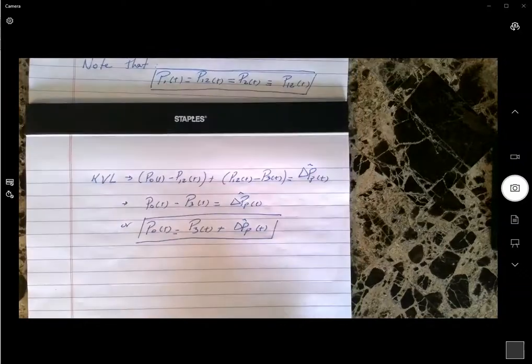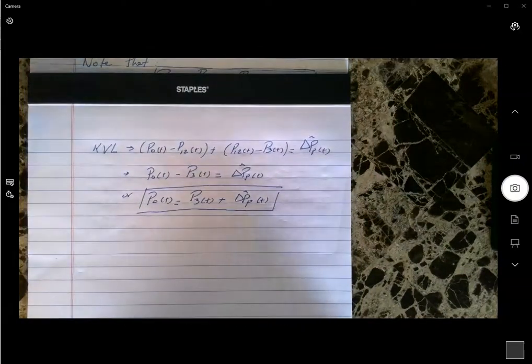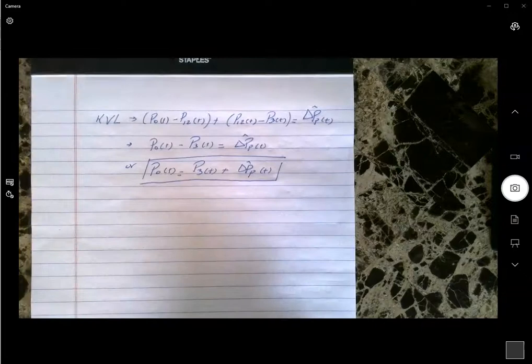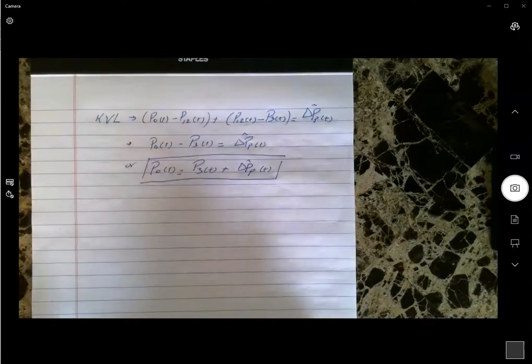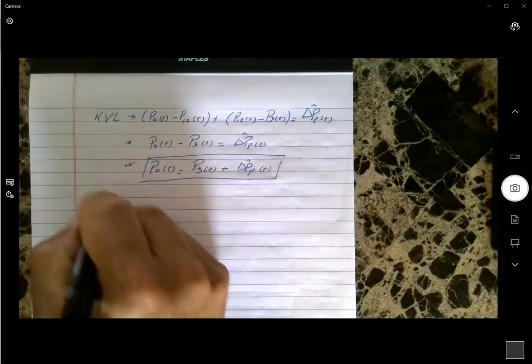So now let's go back to the equations and use all these reductions that we've made using KCL and KVL. So, back to equations.